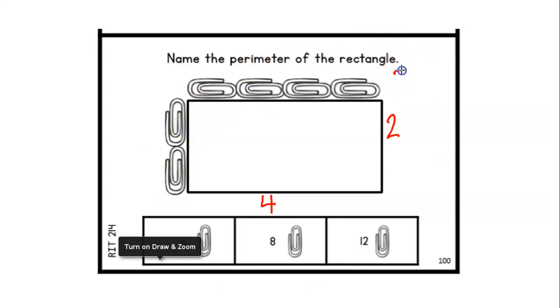So I have 2 plus 4 plus 2 plus 4. Now I am ready to add. Let me group my numbers to help me. So 2 plus 4 is 6, plus 2 plus 4, which is 6. So 6 plus 6 equals 12. So the answer here is 12.